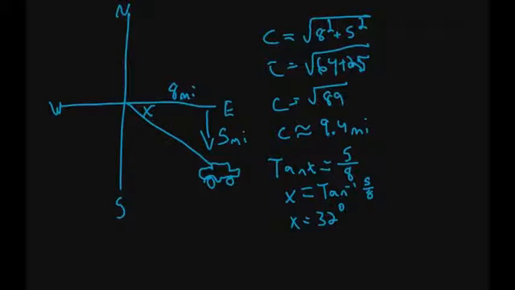So to write this out, the car traveled 9.4 miles at 32 degrees east or southeast. So we found the magnitude of 9.4, and we found the direction of 32 degrees southeast. So that's how you find a vector.